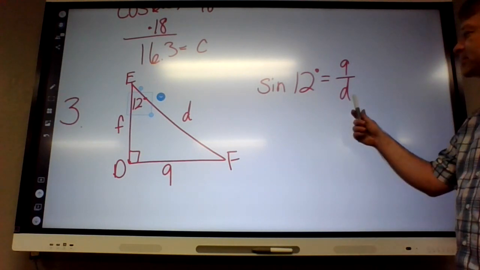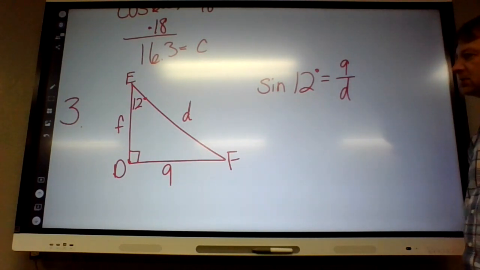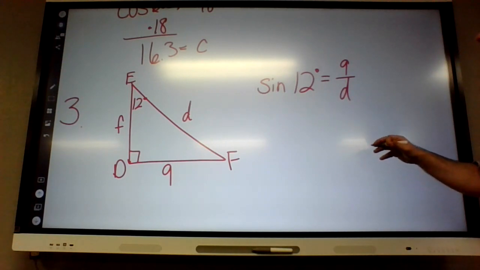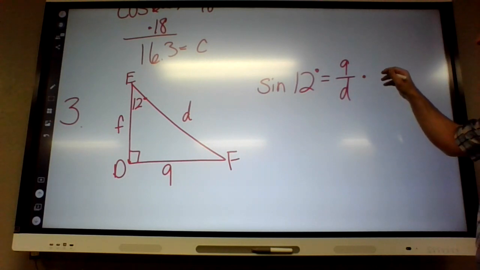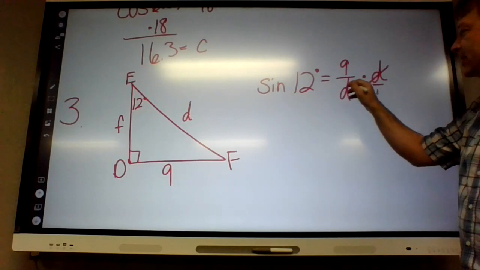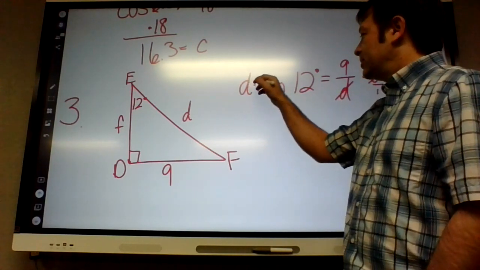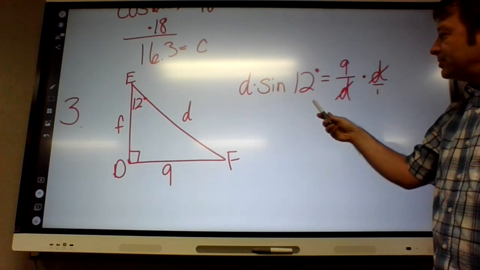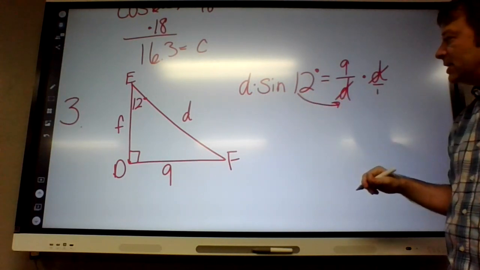You guys might have forgotten this. How do we do it when the D is in the denominator? Sine of 12 divided by 9? Yeah, that's true. Here's basically what happens. If you multiply both sides by D, that just goes away over there. Then you have a D over here. Since D is multiplied by sine of 12, to get rid of the multiplied value, you divide by sine of 12. So it becomes 9 divided by sine of 12.